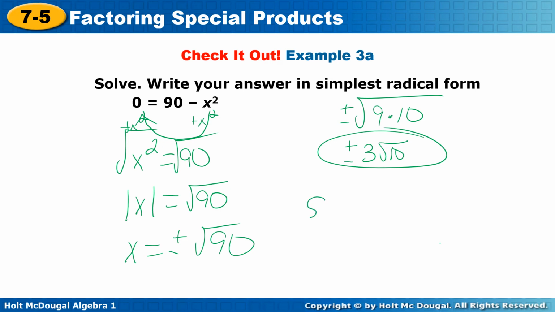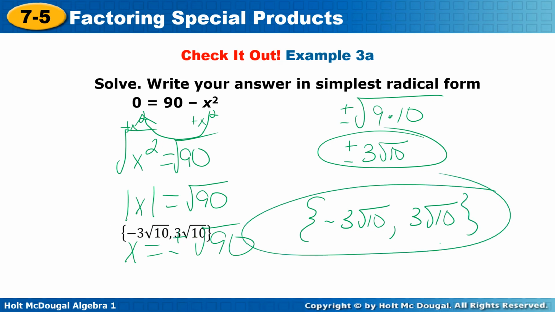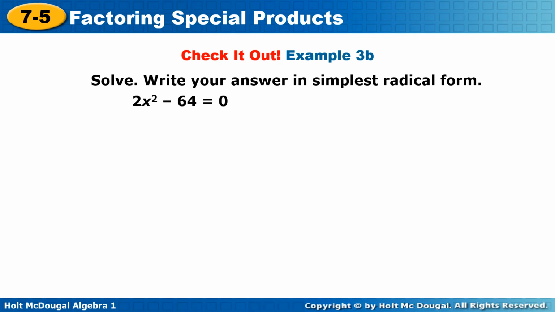And if you're writing them in set notation, always write it from least to greatest. Negative 3 root 10 and positive 3 root 10.